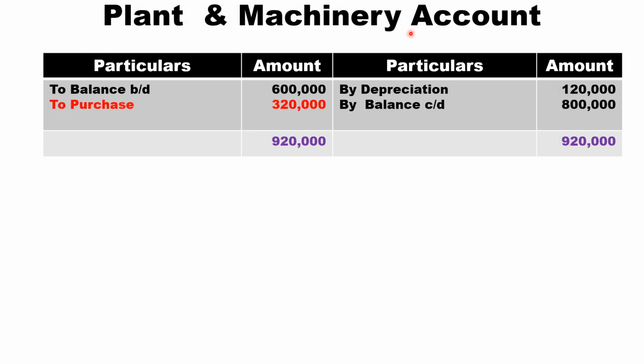Plant and machinery is an asset. Balance brought down 6 lakh, depreciation given in the adjustment 1,20,000, balance carried down 8 lakh. So you get 9,20,000 minus 6 lakh, you get 3,20,000 purchase of plant and machinery.